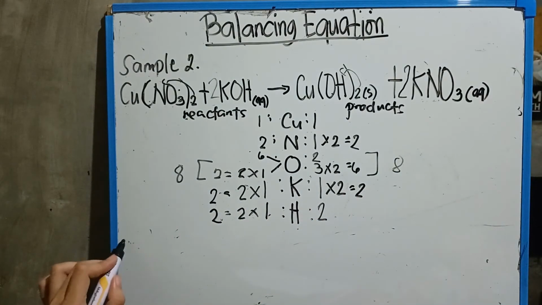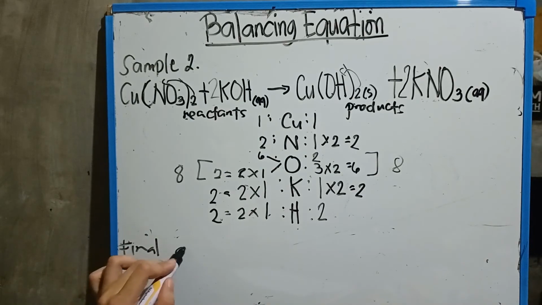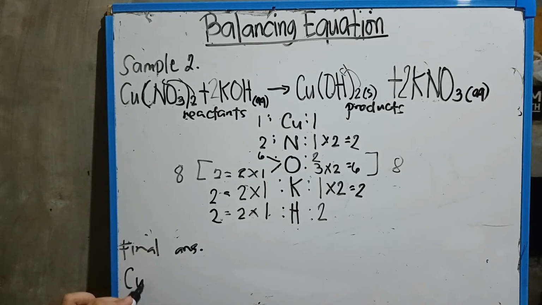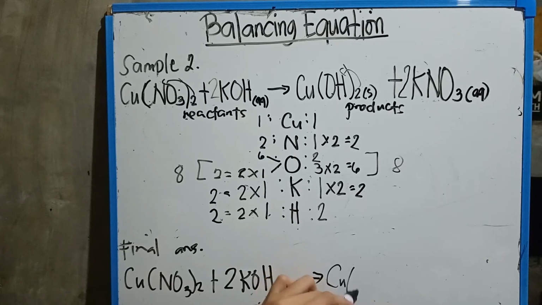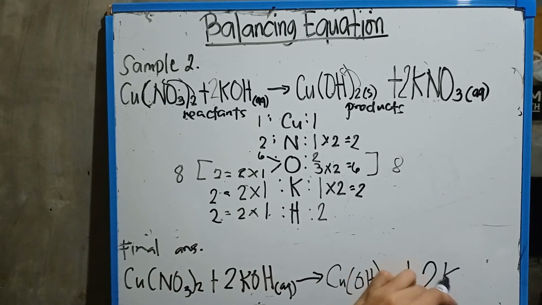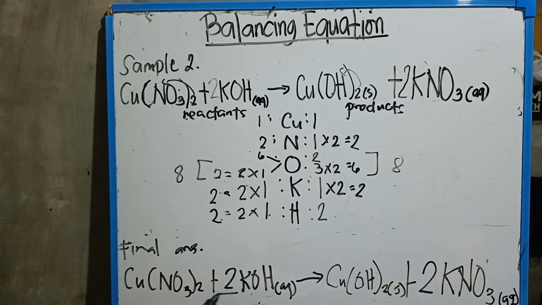So, we can now write down our final answer. So, Cu(NO3)2 plus 2KOH, which is aqueous, reacts with Cu(OH)2, which is solid form, plus 2KNO3, which is aqueous also. So, this is now our final answer.